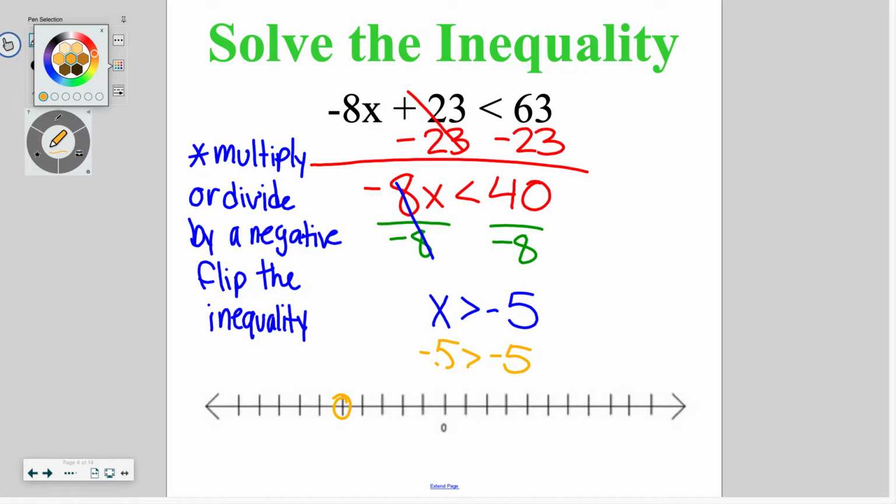Now, we need to figure out which side of this point gives us the correct answers. Personally, I like to use 0. 0 is greater than negative 5. That works out. So we draw the arrow going towards 0. So your goal here is to try to find something that makes it true, and then that whole side of the inequality is going to be your answer.